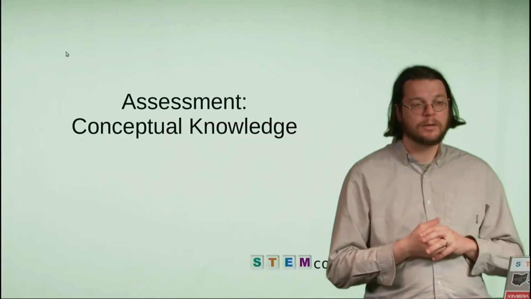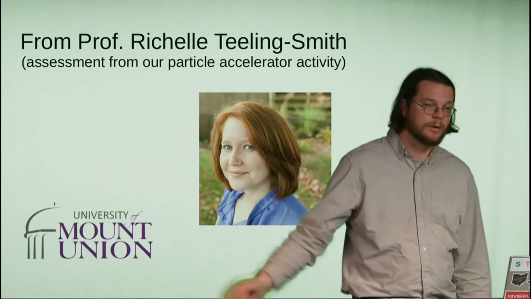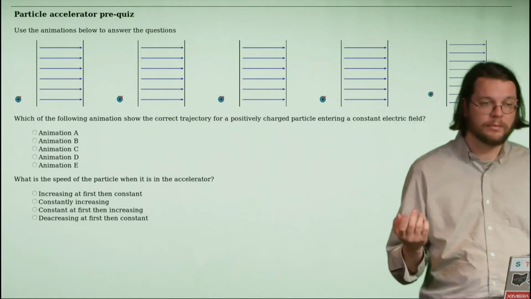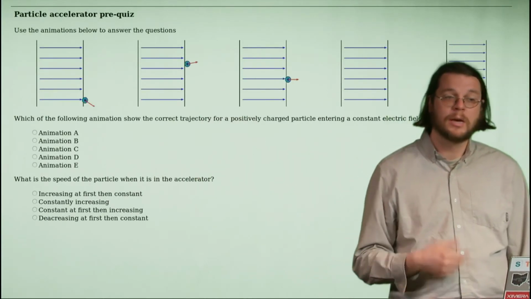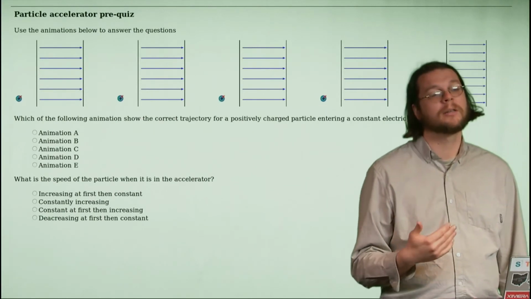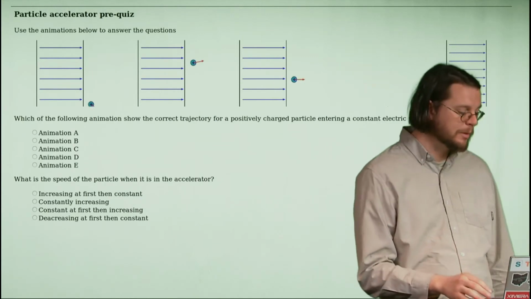Assessment is a really big thing in the STEM coding project, and what you're about to see is from Rochelle Tilling-Smith at the University of Mount Union. She had her students do a coding activity, and she asked them to identify the correct trajectory from these animations, and she found that they were able to do it correctly a higher percentage of the time after doing the coding activity. That's what we like to see in the STEM coding project.